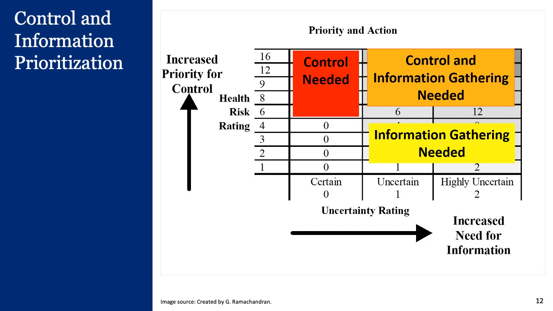So using this health risk rating and the uncertainty rating provides us guidance about what to do next. Do we need immediate controls, or do we need to gather more information in the form of understanding the workplace better and gathering more monitoring data information, or doing more modeling, or doing both at the same time? So on the x-axis, there is an increasing need for information, and on the y-axis, there is an increased need for priority for control.